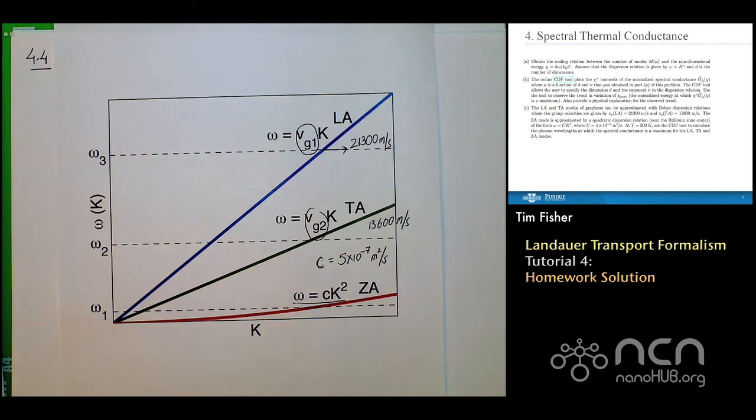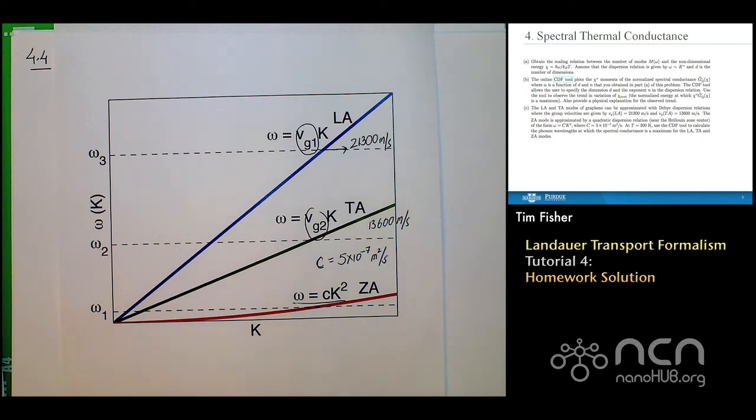So we are going to use the principles that we discussed in the first and the second part of the problem, and we're going to apply these principles to a real material in the third part. The material in question for the third part of the fourth problem is graphene, and we are going to discuss the peaking behavior that is observed in different acoustic modes of graphene.